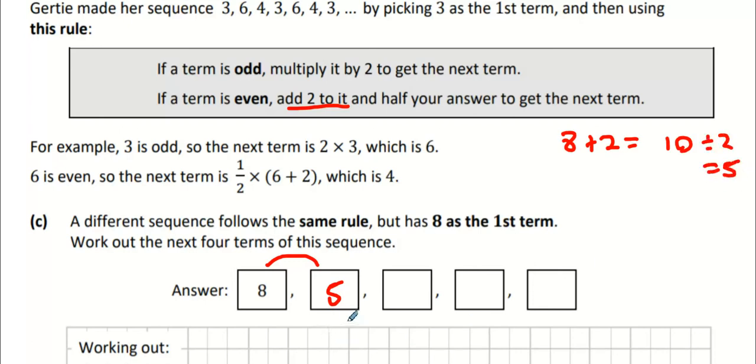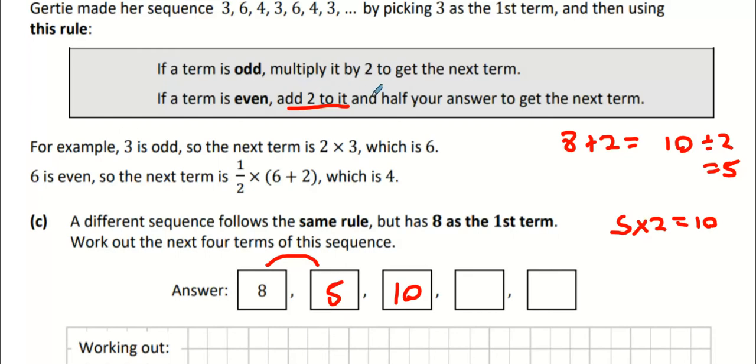Now, 5 is odd, so I'm going to multiply 5 by 2 to get 10. Then I'm going to add 2 to get the next term. So I'm going to get 12 for that one. So I've got 8, 5, and 12 so far. Multiply by 2 to get, oh sorry, don't add 2, just multiply by 2. So I read it wrong.